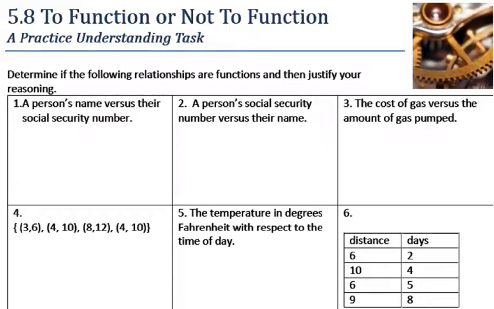Module 5.8, to function or not to function. So we're practicing here, so we should know what is a function and what is not a function. And now we're going to take a look at some different relationships and decide are they or are they not, and provide some reasoning behind it.